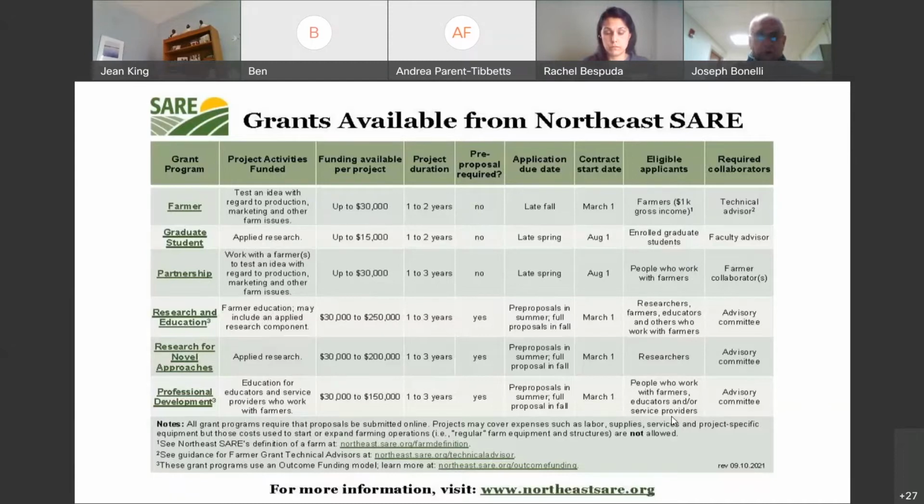The other one I want to draw your attention to is the Partnership Grant Program. That's also up to $30,000, and that's where an individual is working with a farmer to test an idea with regard to production, marketing, and other farm issues. So an individual is looking to work on a project, but must also work with a farmer as a collaborator.